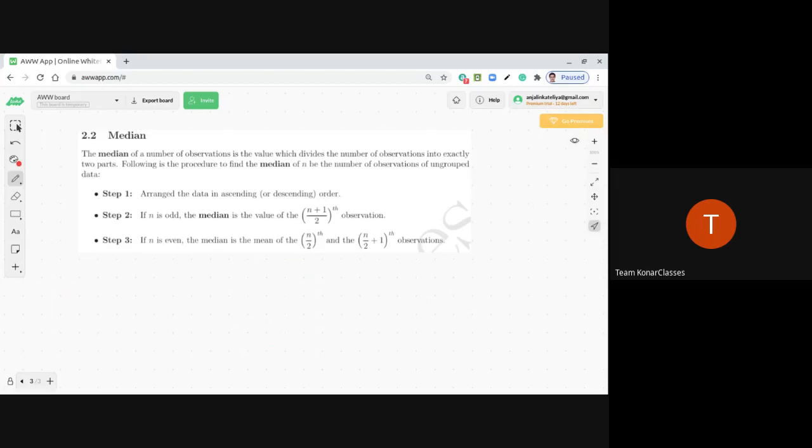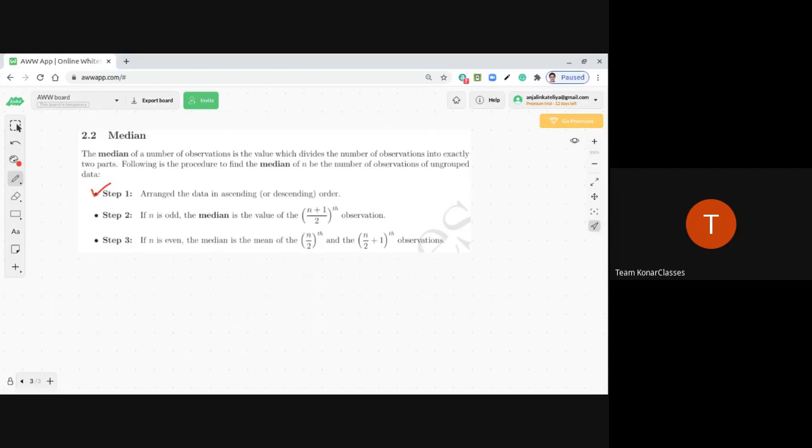So, the median of a number of observations is the value which divides the number of observations into exactly two parts. Following is the procedure to find the median of n number of observations of ungrouped data. What is grouped data and ungrouped data will come after some time. Many of you are also aware of it from your previous classes. Step one, dear students, is to arrange the data in ascending or descending order.